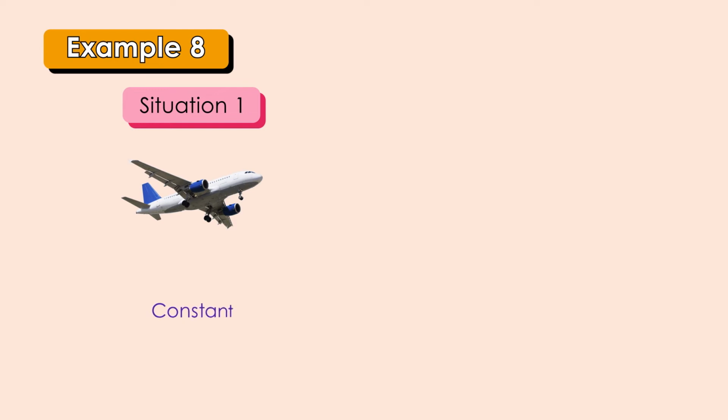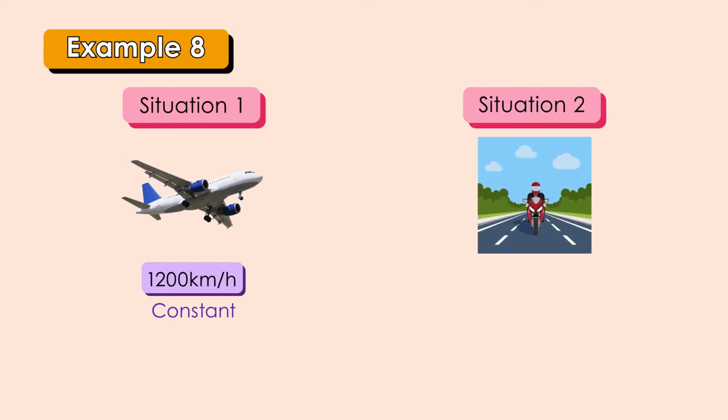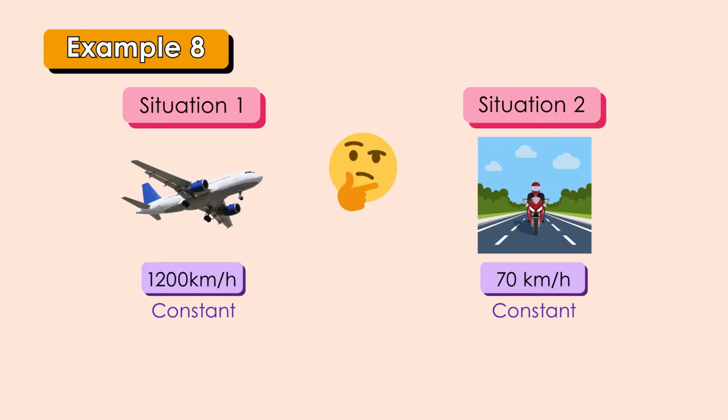Now, let's determine whether there is acceleration in the following situations. Situation 1. A plane is traveling at a constant speed of 1,200 kilometers per hour. Situation 2. A motorbike is traveling at a constant speed of 70 kilometers per hour. Students, can you guess in which situation acceleration is involved? Well, in both situations, the objects are traveling at a constant speed, where the change of speed would be 0 kilometers per hour. Therefore, both situations do not represent acceleration. Hence, there is no acceleration in both situations.